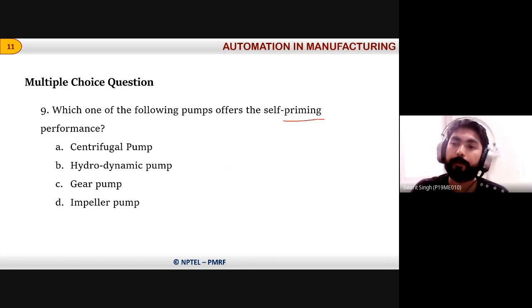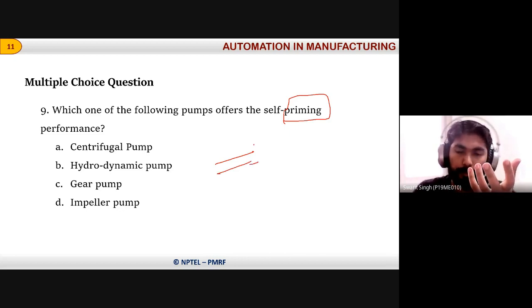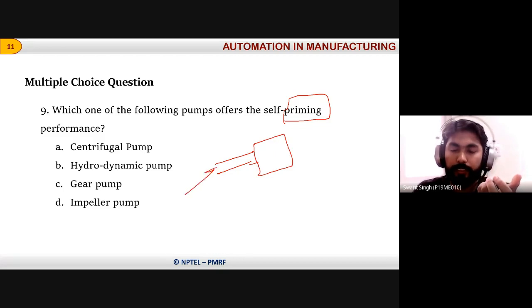So what does priming basically mean? Priming is a process where we are removing the air from the cavity, from the vicinity of the pump. What we do is fill the water from the outlet mouth of the pump. Before starting the pump, we put some water inside it, so that the area gets filled with water.